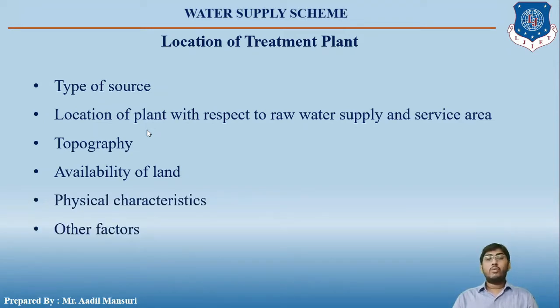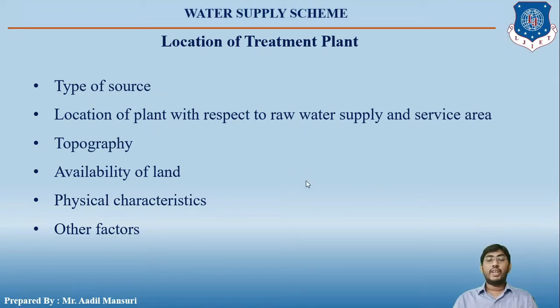Talking about the first one, that is the type of source, selection depends upon the type of source, that is either groundwater or surface water. For example, if groundwater is the source, then the treatment plant can be located even in the center of the city.